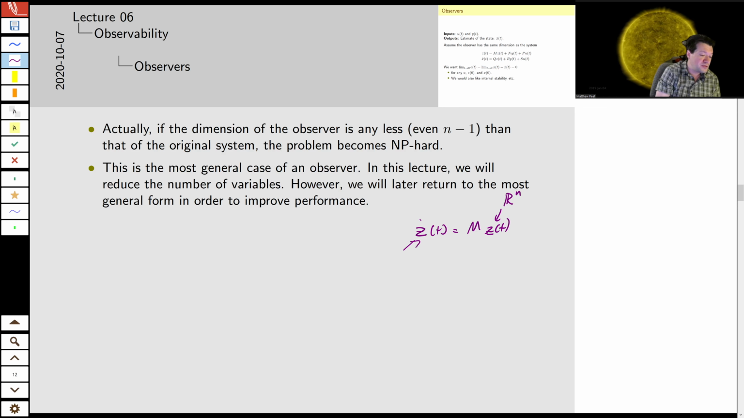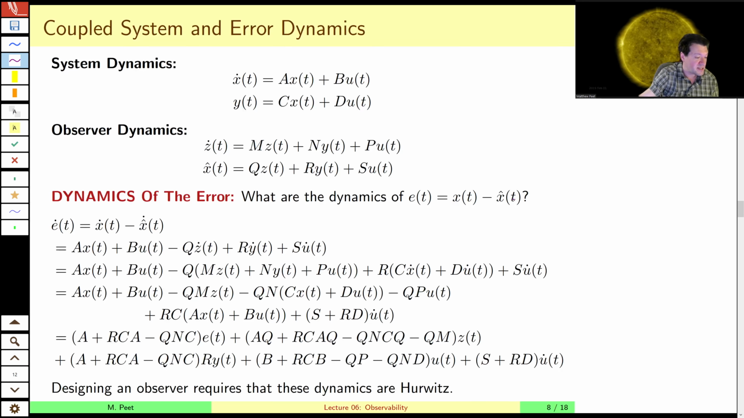And it turns out you can make it too big, but you don't need all that dimensionality. So we can assume that the dimension of the observer is R^n, the same dimension as the state. Anything less than R^n is an NP-hard problem, so it's generally a hard, intractable problem. So we'll assume it has the same dimension.